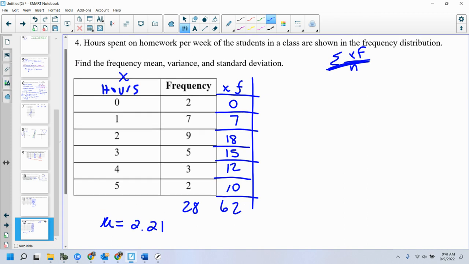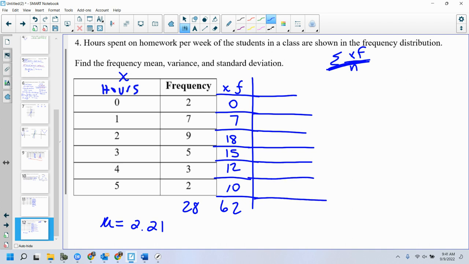Again, if you round a little different, your answers may be a little different from mine, but it shouldn't be too far off. Okay, now it's really kind of up to you how you continue on with your table, because if I'm looking at the variance and the standard deviation, the formula is sigma squared equals the sum of x minus x bar squared times f, all divided by n, right? You're going to need to calculate x minus x bar squared, and you're going to need to multiply that by f. If you want to do it all in one calculation, that is completely fine.